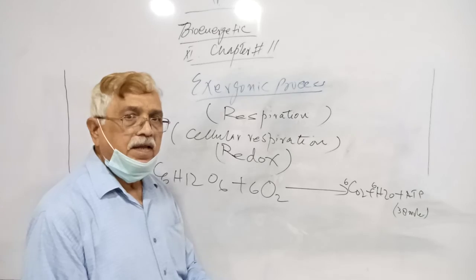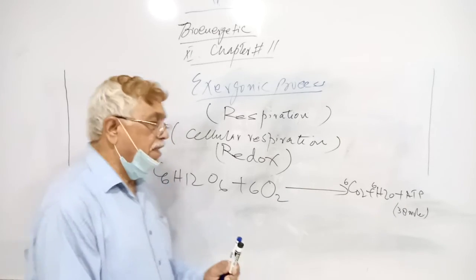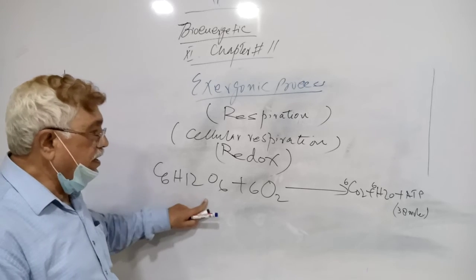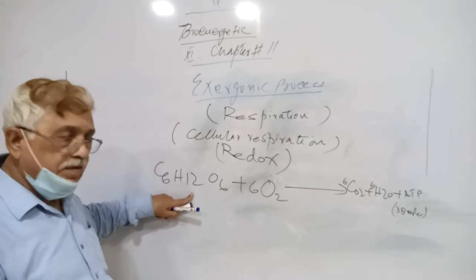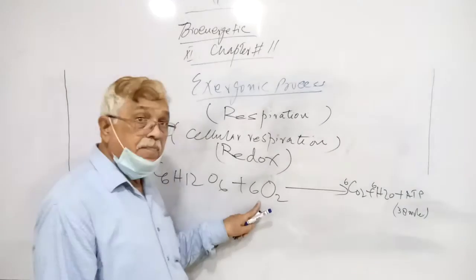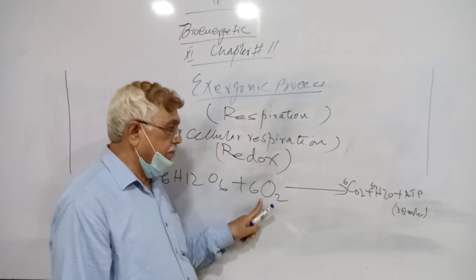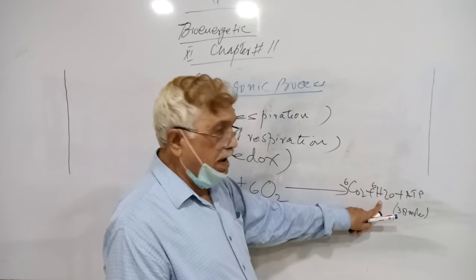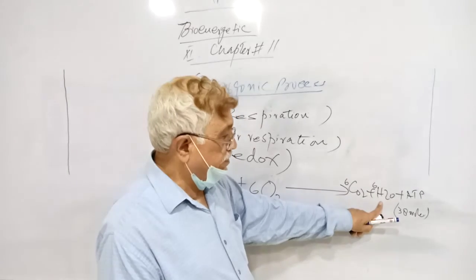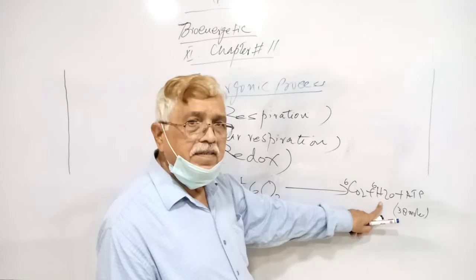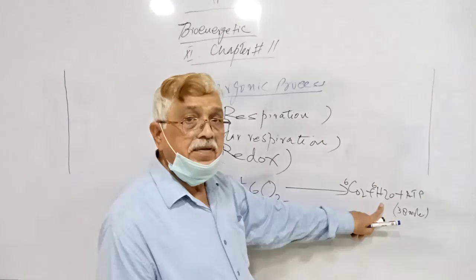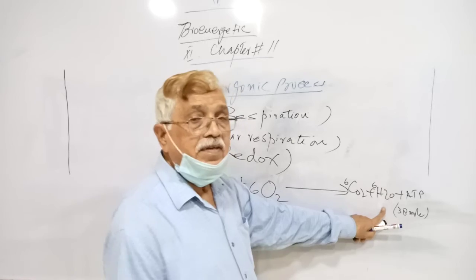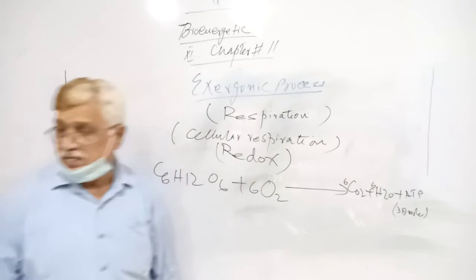Once again, intracellular organic substances oxidize in the presence of oxygen and convert to carbon dioxide and water, with release of energy. How much energy? 38 ATP. That process is called respiration or cellular respiration.